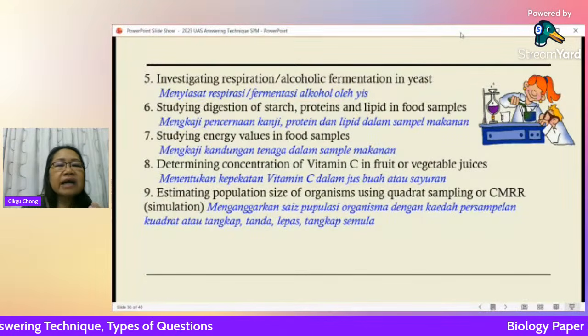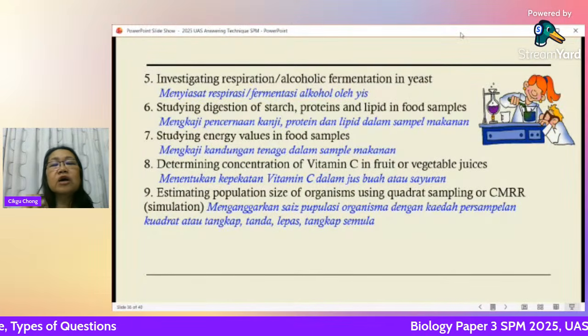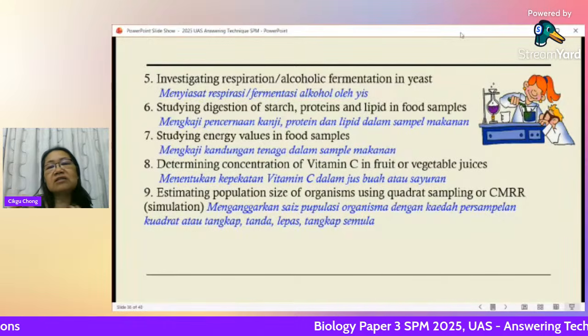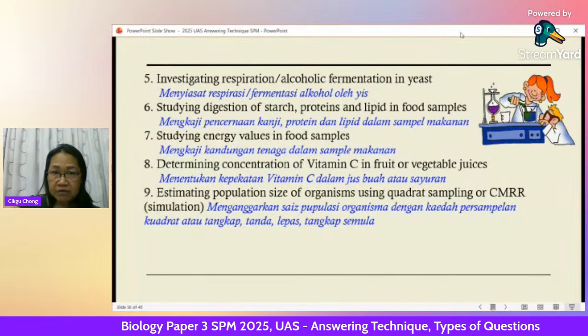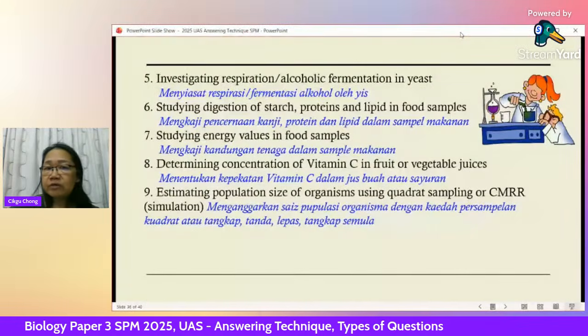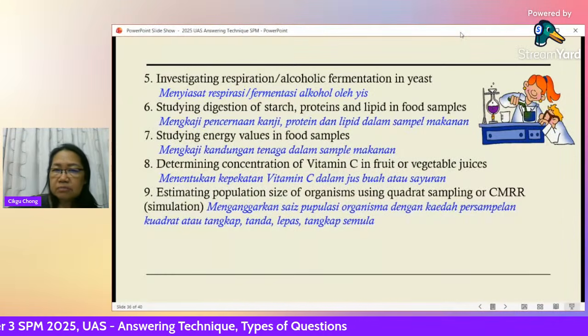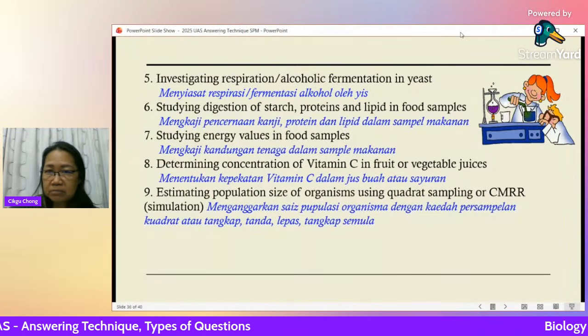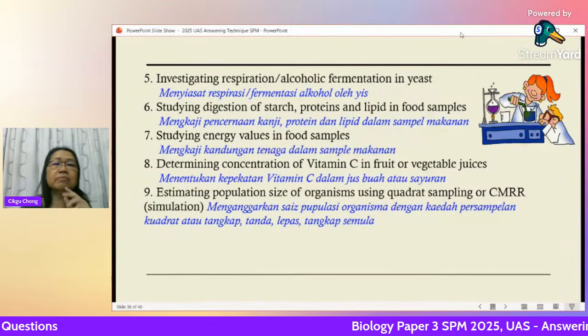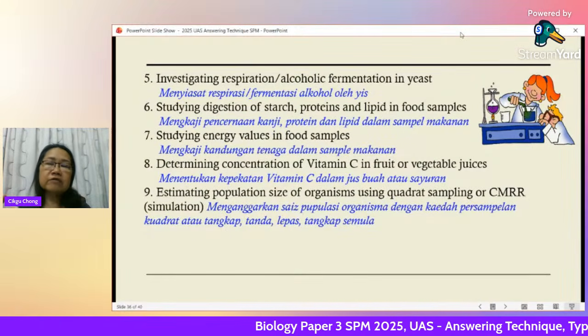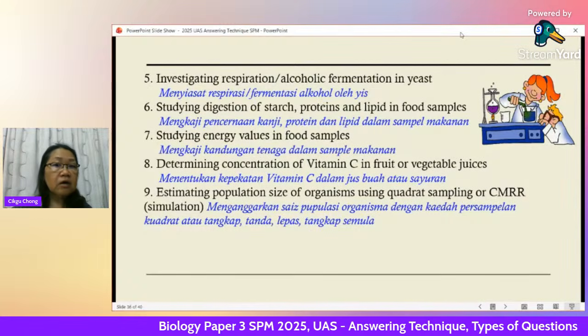Estimating the size of the organism using quadrat sampling. This one you don't really go to the field and put the quadrat. They give you a piece of map, right? I think I did a video on it two years ago or something. Please go and check my channel. I've done a video on quadrat sampling before, on how to do it if the question comes up.